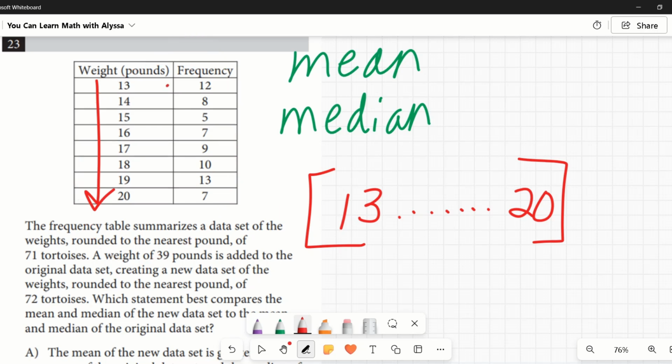You'd be saying at the very least 13 times 12 plus 14 times 8 plus 15 times 5 and so on. And then going, okay, how many tortoises are there? Well, it doesn't tell us. Oh, wait, it does tell us, 71, sorry. 71 tortoises. So you'd add all that up, you divide by 71. You're like, okay, it's the mean. Now let's add this new tortoise and then do it again. Please do not do that.